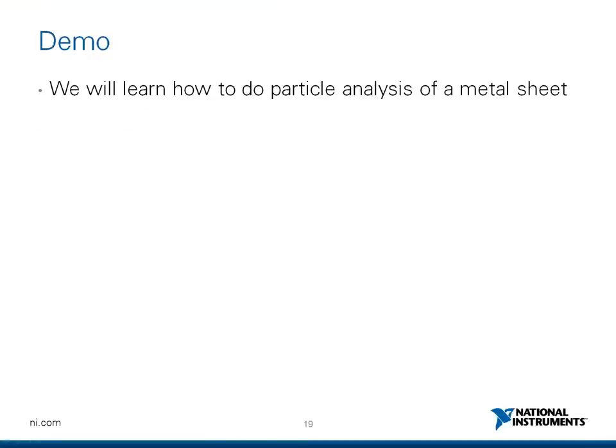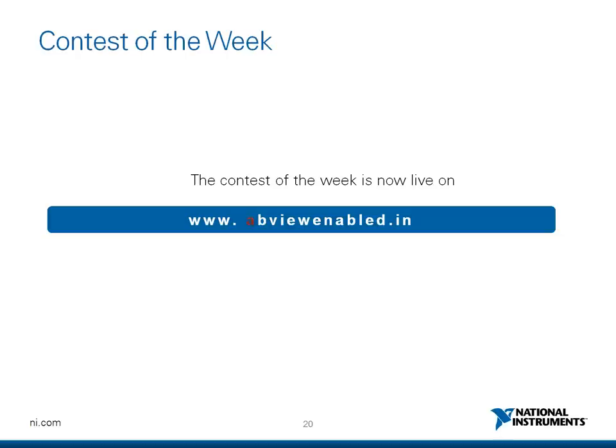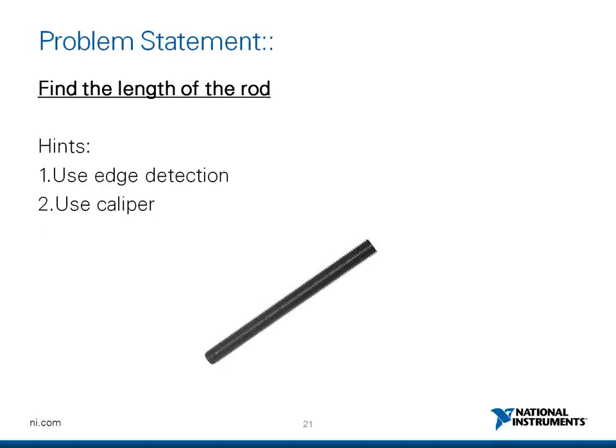So we have already demonstrated the demo. So the contest of the week this time is this. We want you to find the length of the rod. This is an image which will be shared with you. What you need to do is a very simple three-step thing. You first need to acquire the image, or in a sense simulate the image, by using the Vision Acquisition Express VI. Then you need the Vision Assistant. There you need to do two things. One is detecting the edge, detecting this edge and this edge.